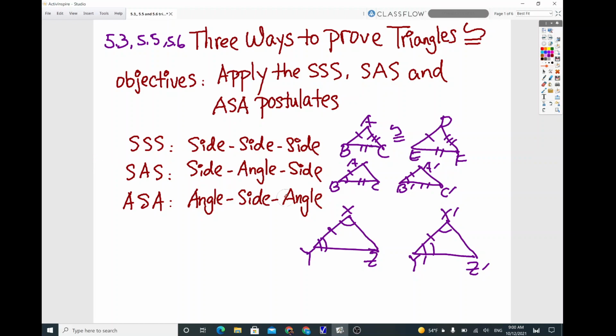And then for angle, side, angle, that means we have two pairs of corresponding congruent angles, such as angle X is congruent to angle X prime, and angle Y is congruent to angle Y prime. And then there's a segment right between those two pairs of corresponding congruent angles: segment XY and segment X prime Y prime. If you see anything like that happen, angle, side, angle, that means the triangles must be congruent.